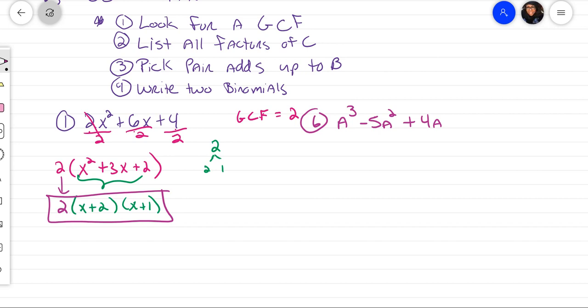Another sign that the GCF is going to be a letter is when each term has a letter. If each term has a letter, that means you can take it out, or it could be a GCF. So our GCF for this particular problem is going to be a. And when they all have a letter, or our variable is the GCF, we always take out the lowest power.